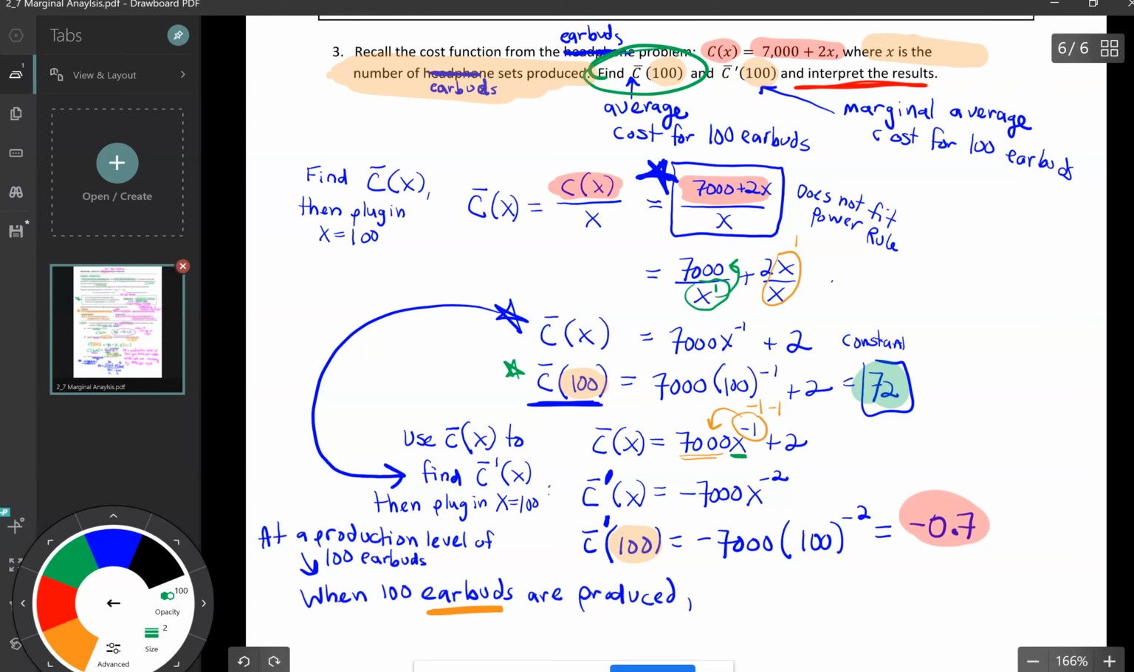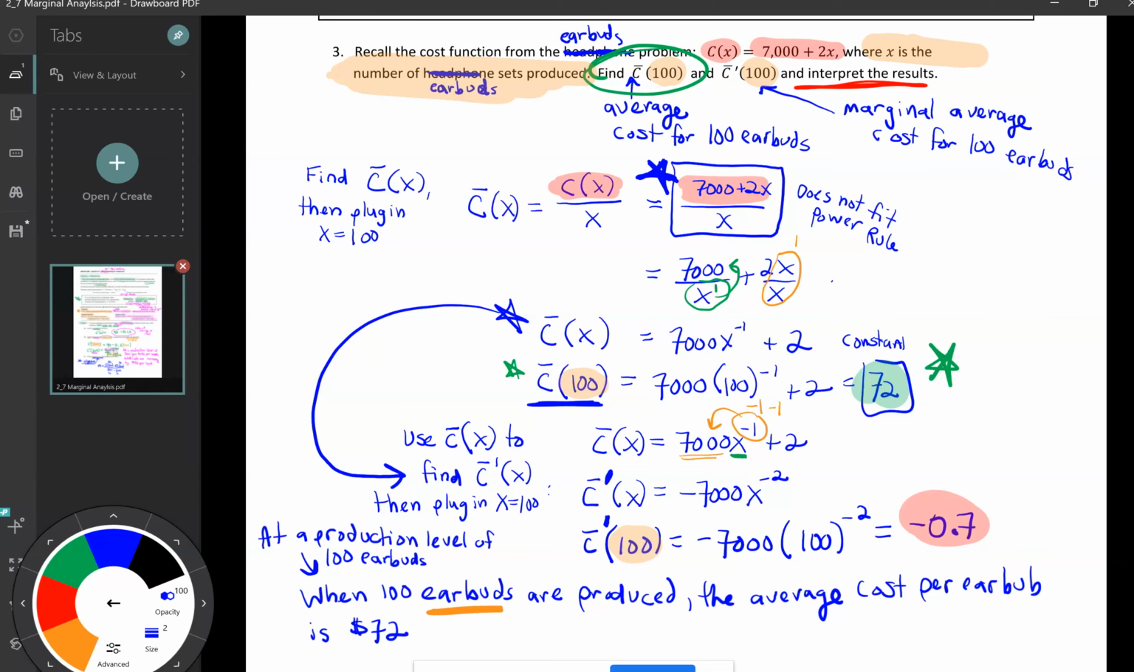So let's start over here. Let's interpret just the average cost first. So the average cost per earbud, because remember, an average is per item. So I would say the average cost per earbud, because I divided, in that formula it's built-in division, right? Per earbud is $72.